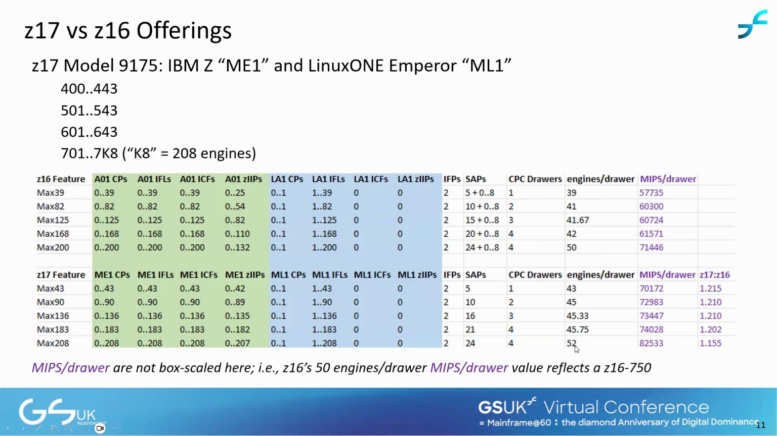Okay. Well, then how does that correspond to effective capacity per drawer? Well, I just went to the multi-image LSPR table and picked off a Z16 739, which has a MIPS rating of 57,735. Did the same thing for the 741. Took a weighted average to do the 41.67 to get the 6724, et cetera, and for both generations. And then this final lower right column simply divides each element by its respective element.